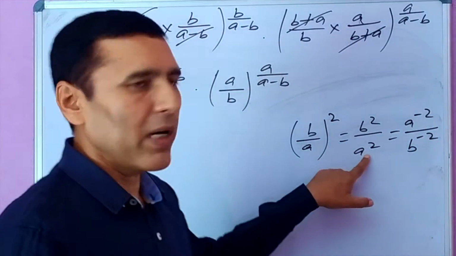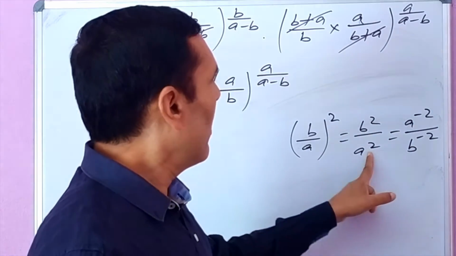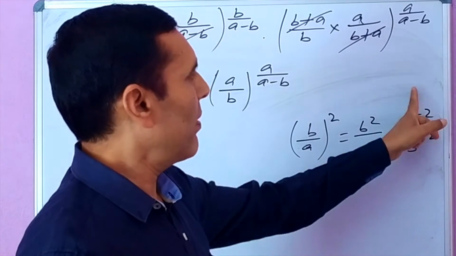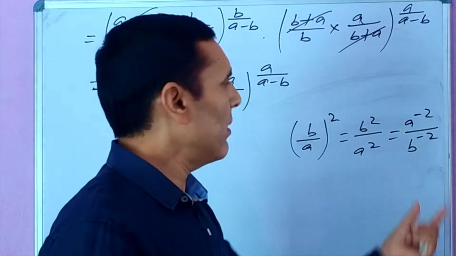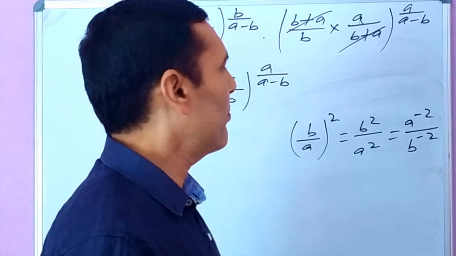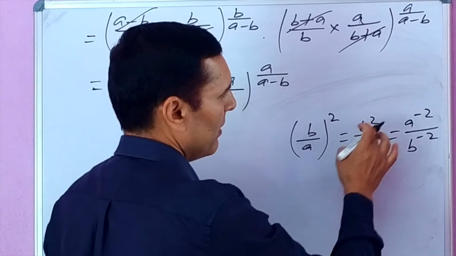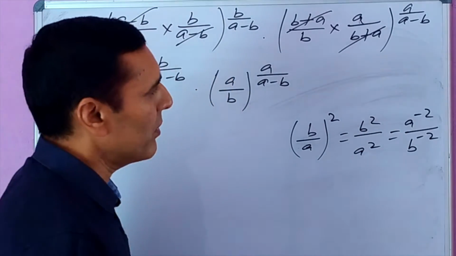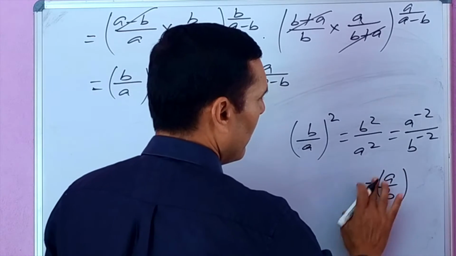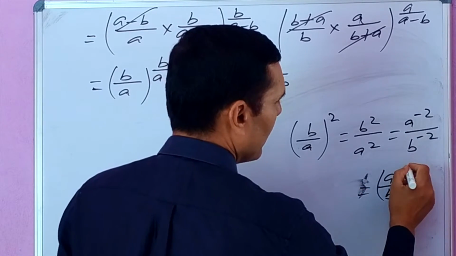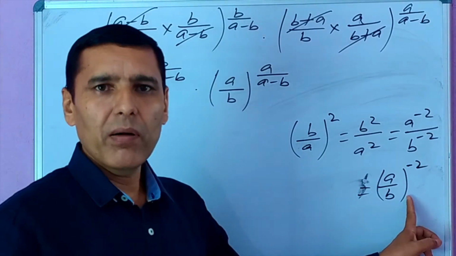When this a square is brought to the numerator from the denominator, the sign of the power changes, a to the power minus 2. When this b square is also brought to the denominator, the sign of its power also changes, that is the plus 2 becomes minus 2. So it is a upon b, raised to the power minus 2.